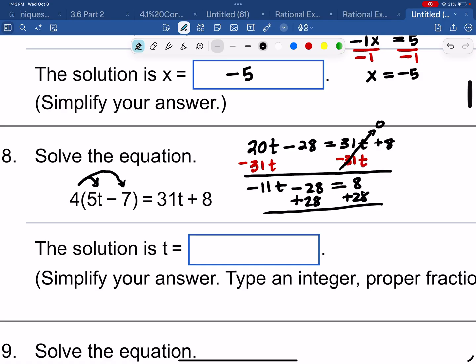We get negative 11t equals 36. It's being multiplied, so we need to divide by negative 11. And so t is equal to negative 36 over 11. We usually put that negative even with the bar or in the top. We rarely would leave it in the denominator.